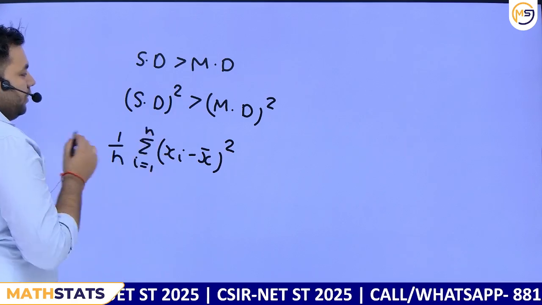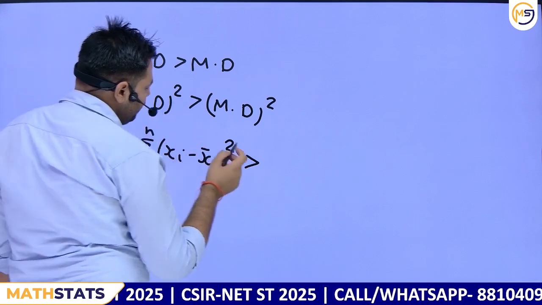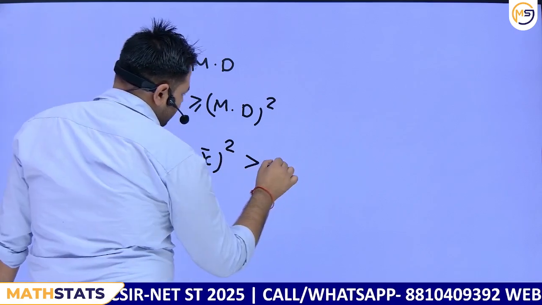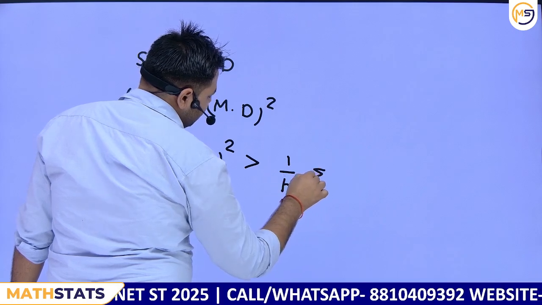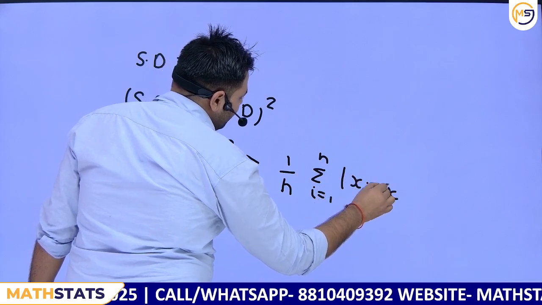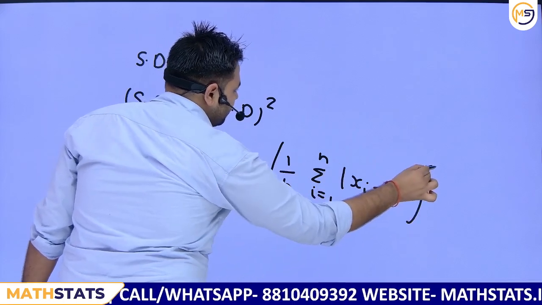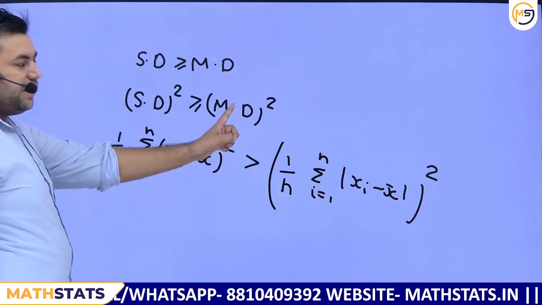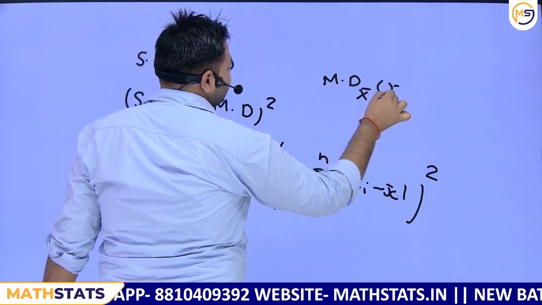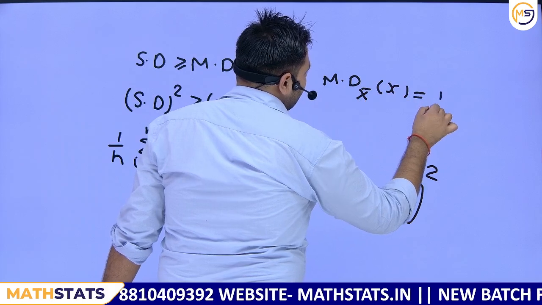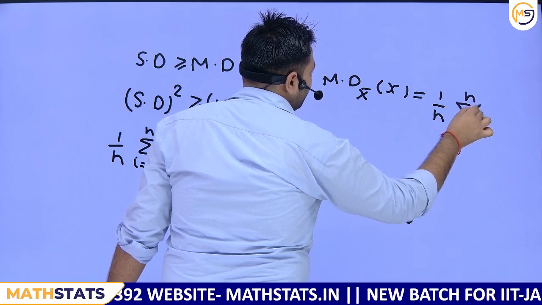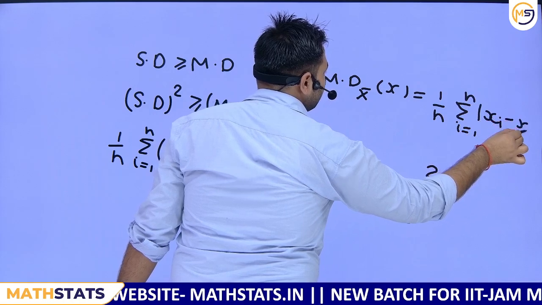This is greater or equal, or you take the equality case. So what is MD? 1 upon n summation i equal to 1 to n, mod of xi minus x bar, whole square. Mean deviation about mean of x is equal to 1 upon n summation i equal to 1 to n mod of xi minus x bar.